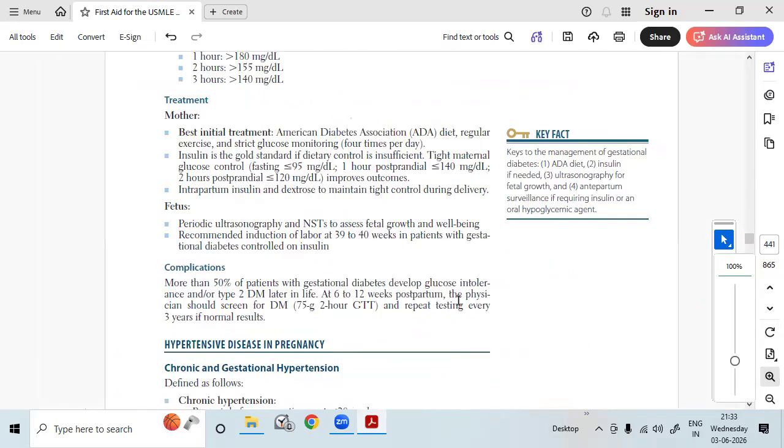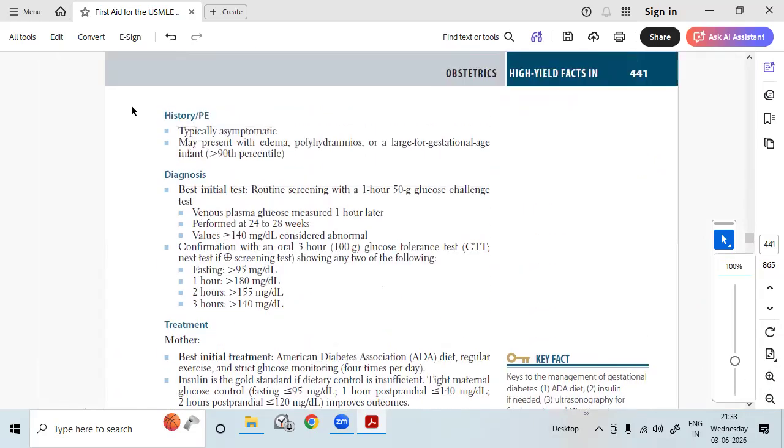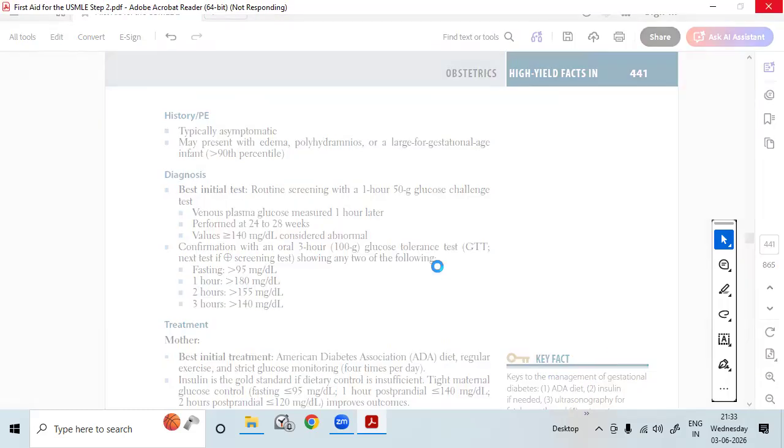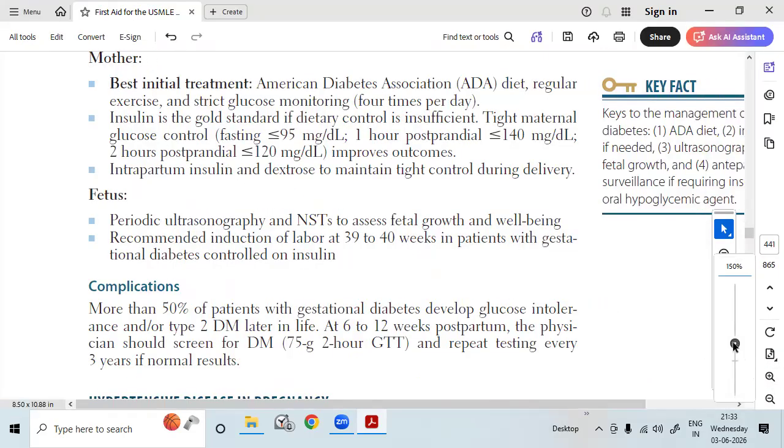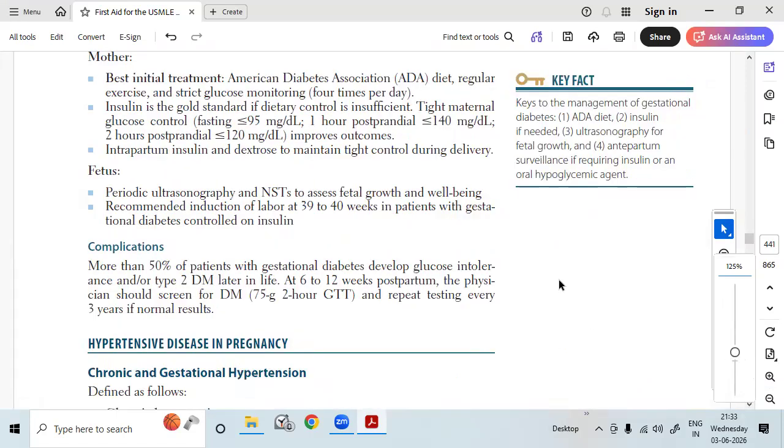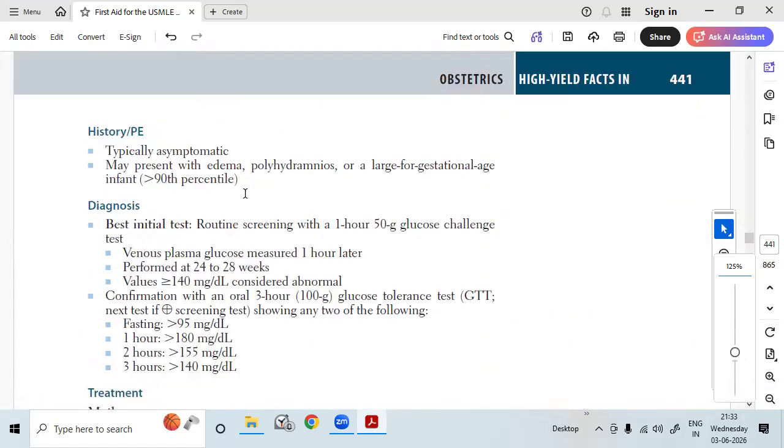So somebody with a history of diabetes will be mostly asymptomatic, may present with edema, polyhydramnios, and large for gestational age infants, more than the 90th percentile. Best initial test is to do a routine screen with a 1 hour 50-gram glucose challenge.